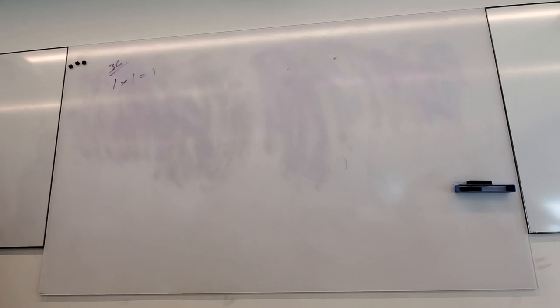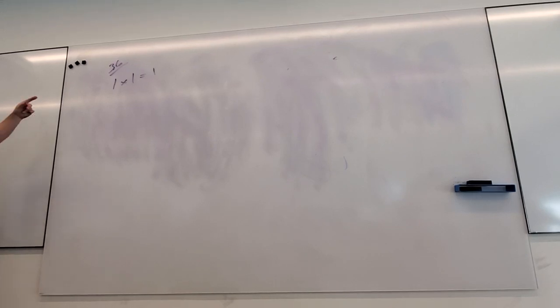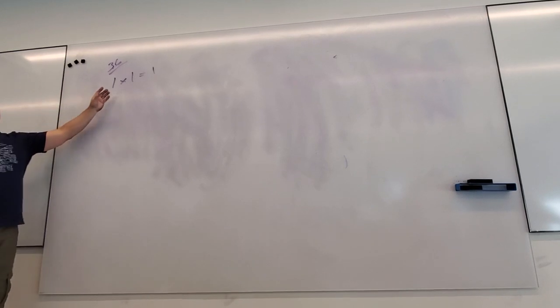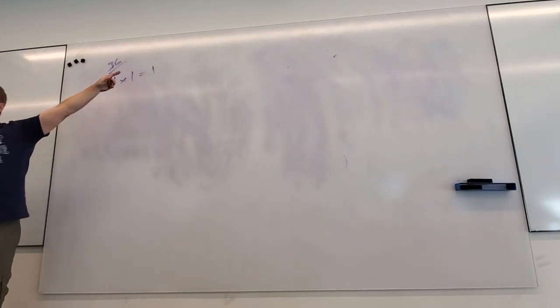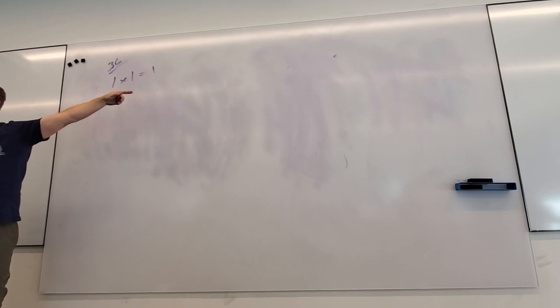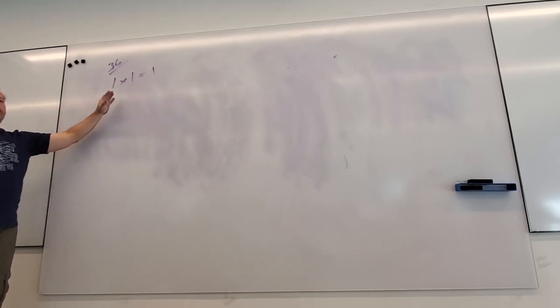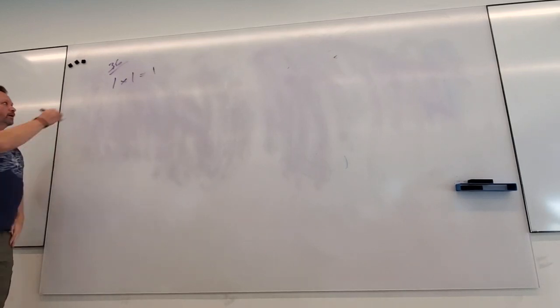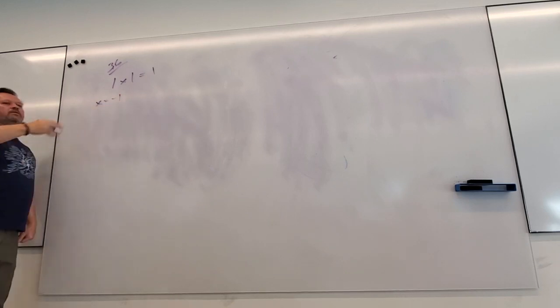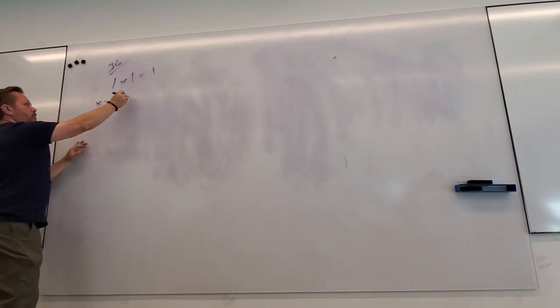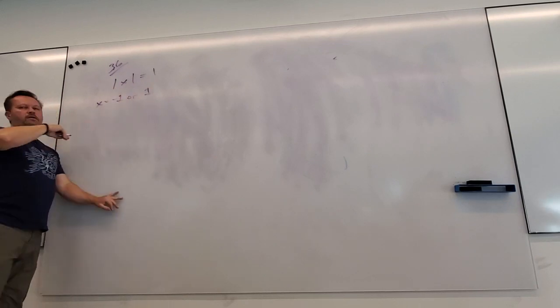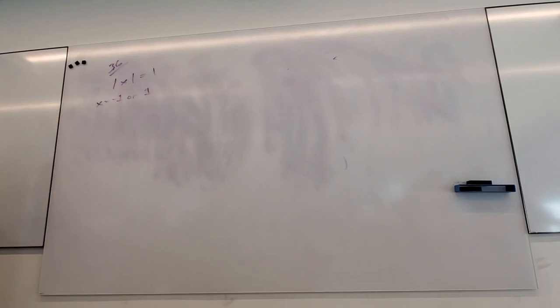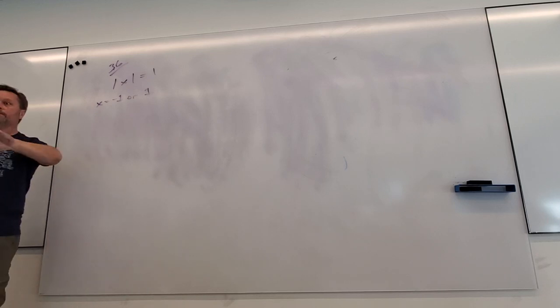Can you tell me how to solve this just by looking at it? What does this say? I need a number so that if I take the absolute value, I get 1. Can anybody give me a number like that? Negative 1, good. What other number? 1. Maybe I do both. So inherently, absolute value equations have the possibility of 2 answers.